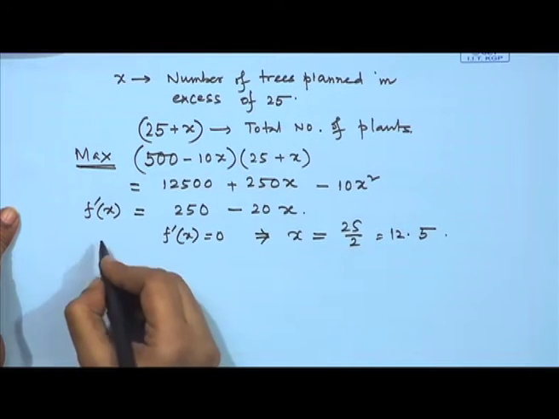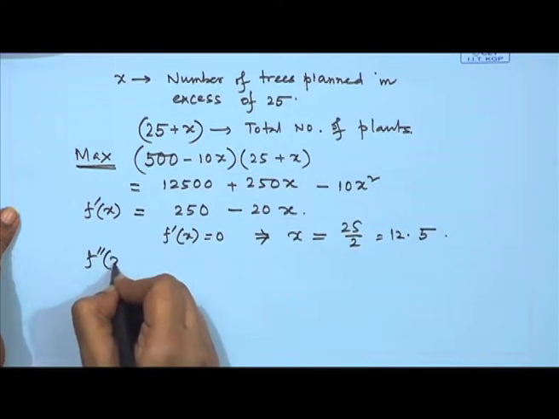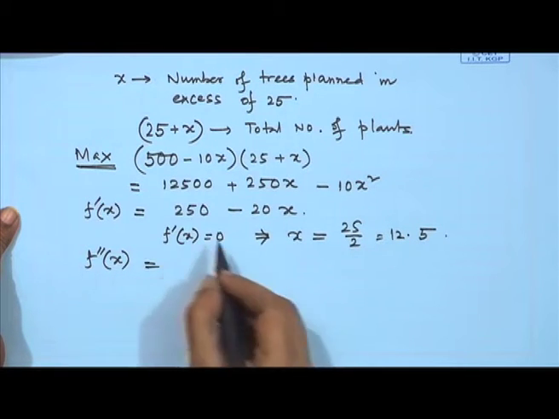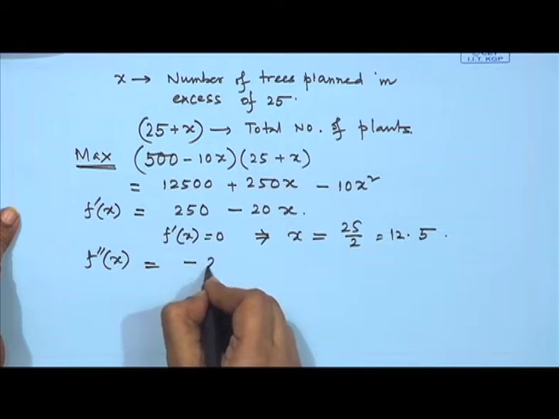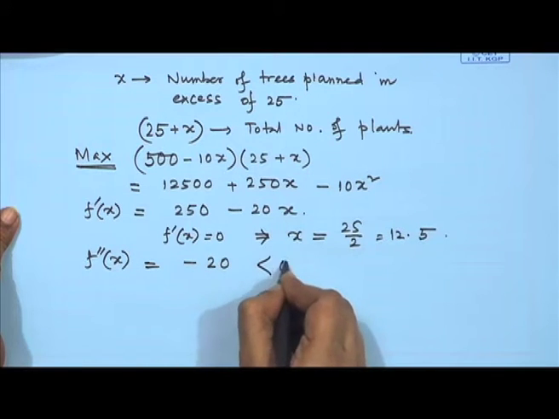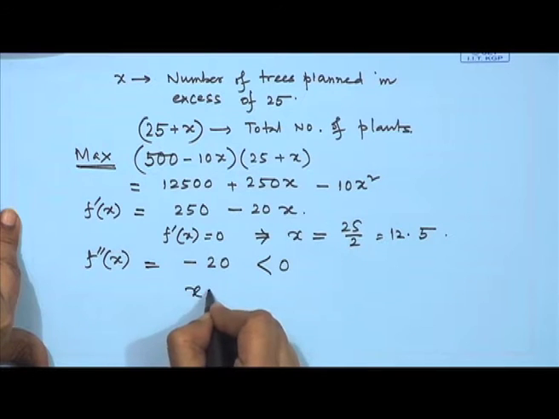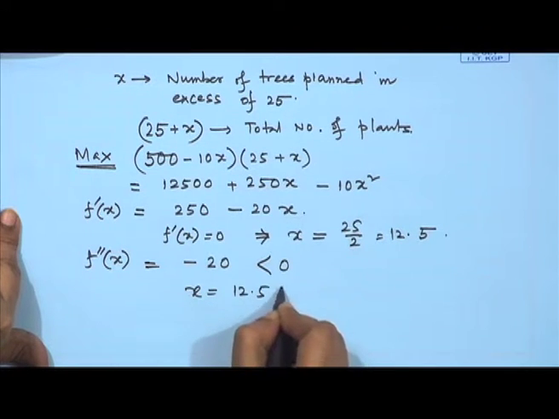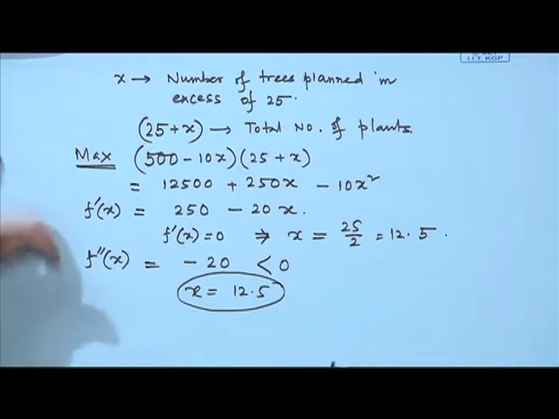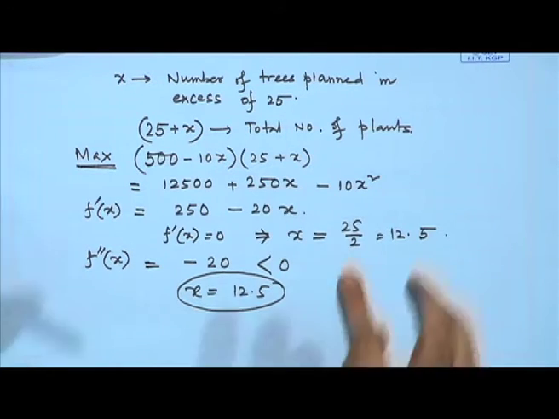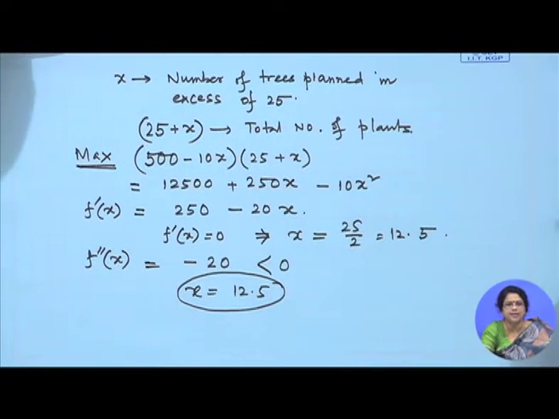Okay. Let us find out f double prime x for this. F double prime x would be minus 20. That means it is always negative. That is why it is suggested that you plant 12.5 trees for getting maximum yield. But you see, the problem has a restriction on the decision variable x, that x has to be positive. It cannot be negative. The number of trees cannot be negative.